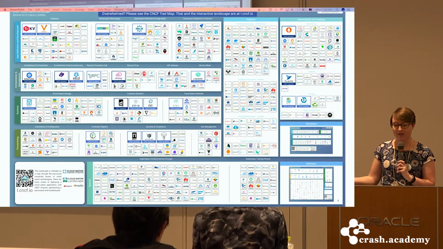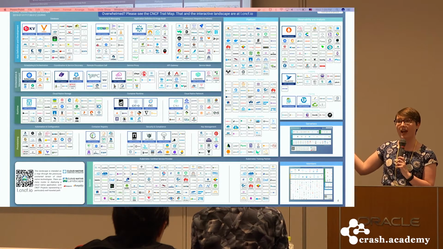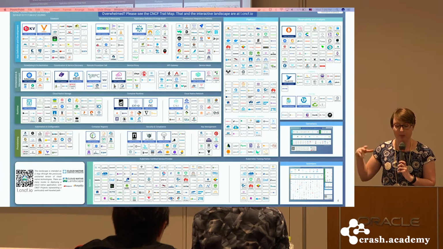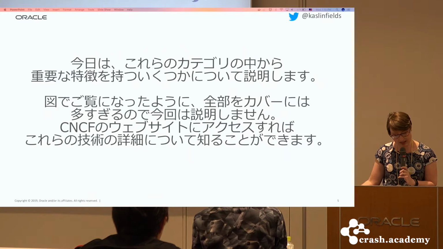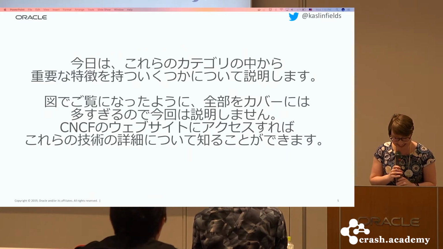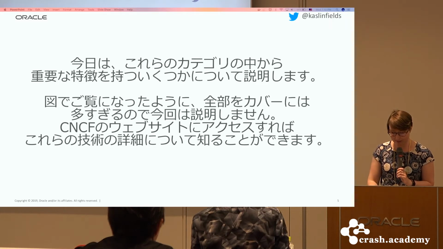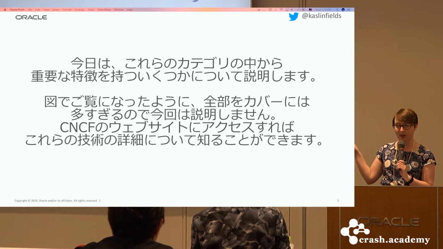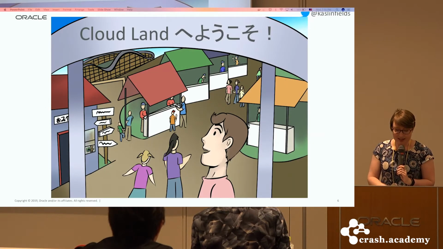Today I won't be covering all of that, but if you notice, there are some different sections, different categories of technology. So we're going to talk about some of those technology categories today, which is basically what this slide says. As you saw in the diagram, there's a lot to cover. And if you want to learn more about any of these specific categories, you can always go to the CNCF's website to learn more. So today we're going to use an analogy to do this.